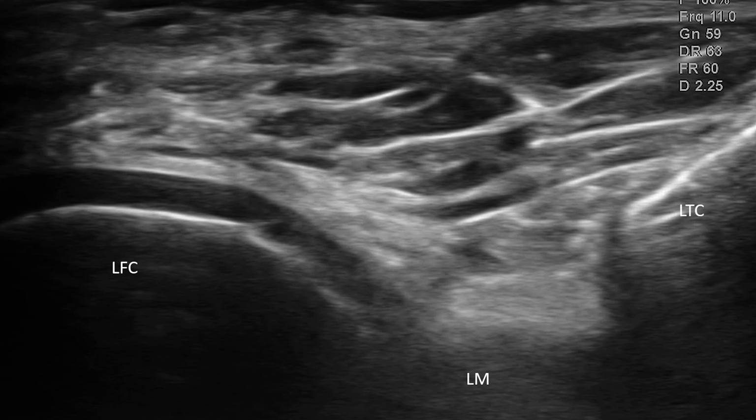Here, the lateral femoral condyle is shown from the posterior aspect. Deep within the joint, the posterior horn of the lateral meniscus can be identified. The cartilage maintains normal thickness and echogenicity.